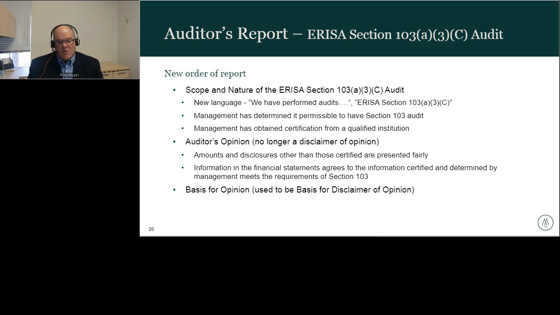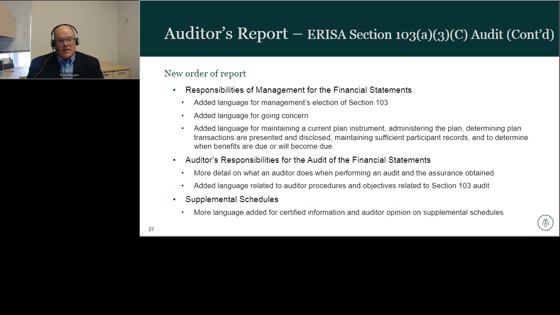But we'd always take time to explain that under the prior standards and ERISA regulations, this disclaimer was allowed and really quite common. But now we don't have to have that conversation anymore. It is an unmodified opinion under this new defined type of audit, this Section 103 audit. So there's a lot of verbiage in the new opinion around that, about what a 103 audit is, about management's responsibility for that.